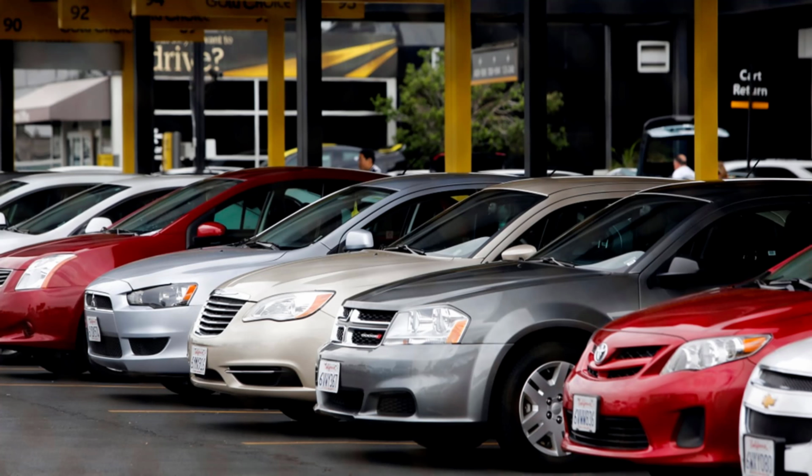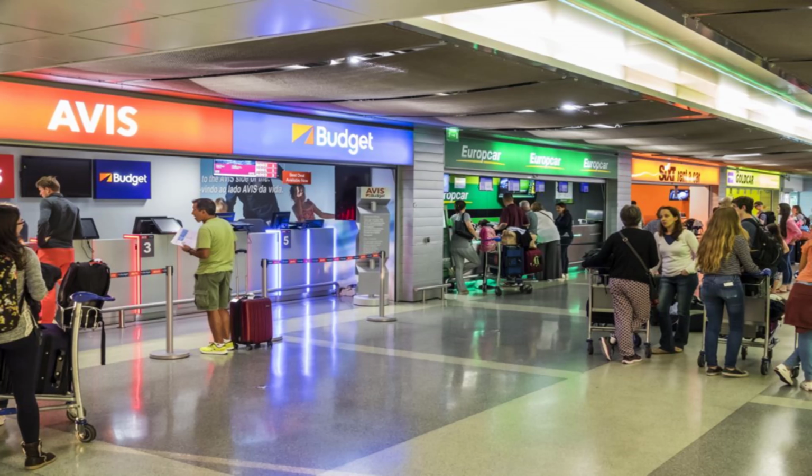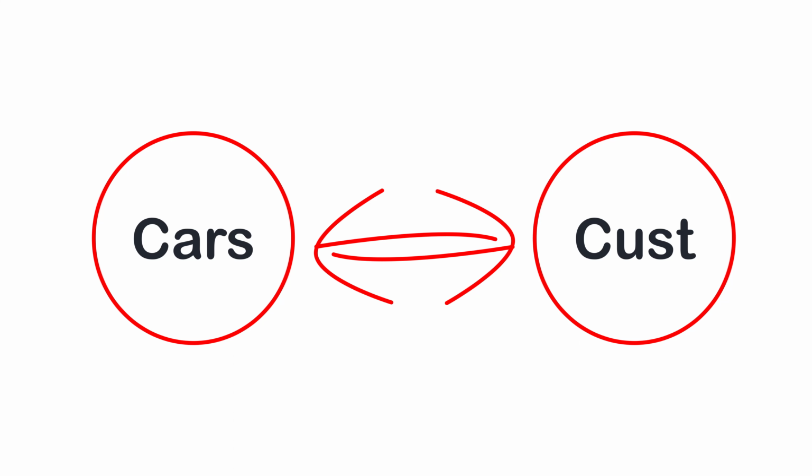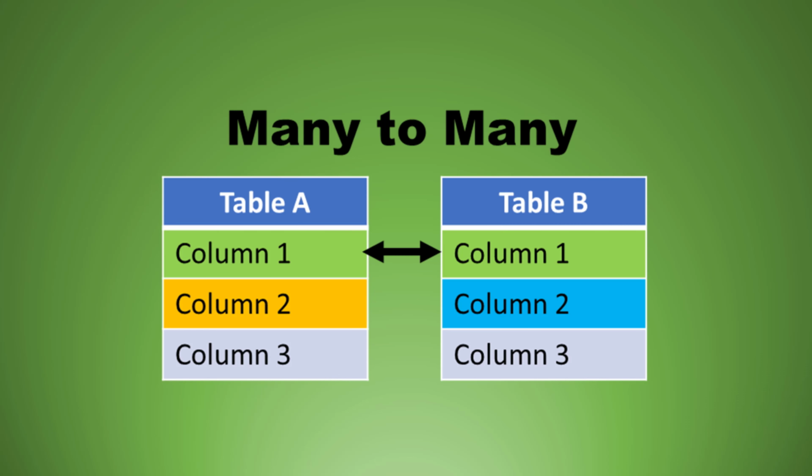A car rental company certainly keeps track of their car inventory, so we would have a table that contains data about their cars. They also keep track of their customers, so we would have a table that contains data about their customers. Every car could have been rented to multiple customers, so there exists a one-to-many relationship between cars and customers. However, each customer could have rented multiple cars, so there is also a one-to-many relationship between customers and cars. And voila, we have a many-to-many relationship between the two tables.